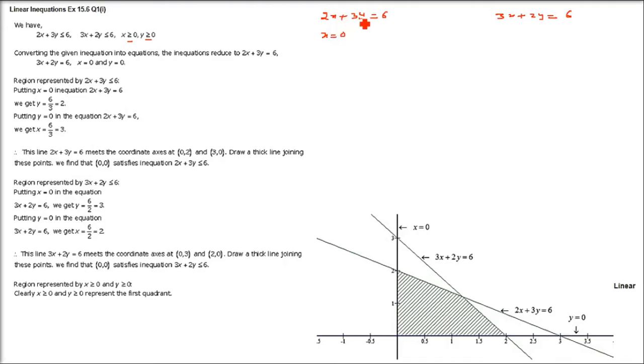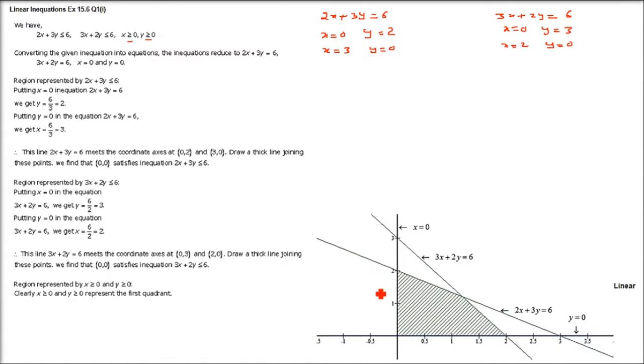Now put x equal to 0. What do you get? You get y equal to 6 by 3, which is 2. Similarly, y equal to 0, x will be 6 by 2, that is 3. And here, x is 0, y will be 6 by 2, 3. Y is equal to 0, x will be equal to 2. So now we have points, and we can make a line from 2 points. So we have 0, 2 and 3, 0.